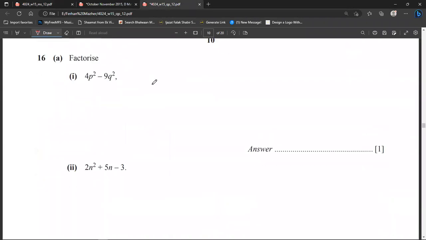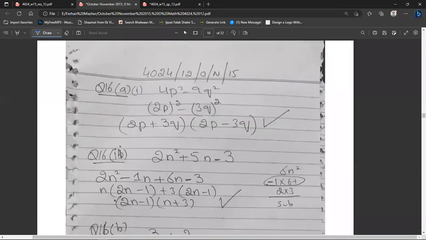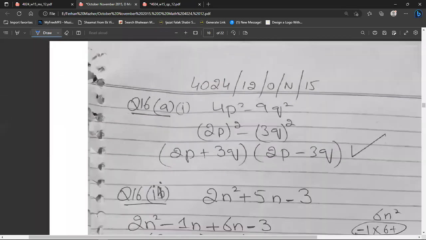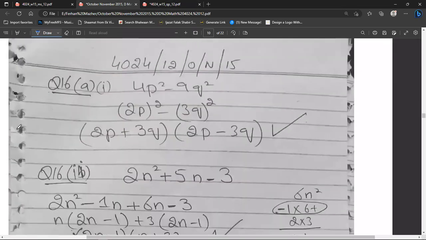Question number 16, part a, factorize. The first portion is 4p square minus 9q square. These are two perfect squares and you have a negative between them. So you can write them as (a plus b)(a minus b). This is the formula: a square minus b square is equal to (a plus b) into (a minus b).